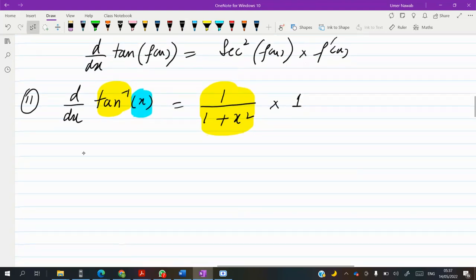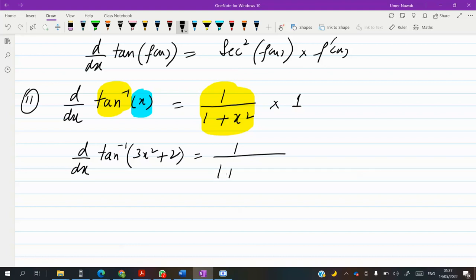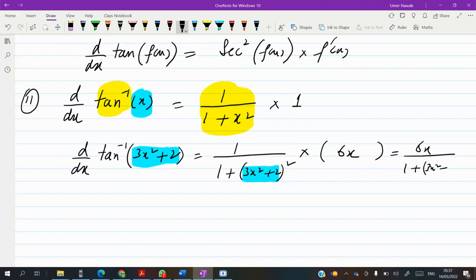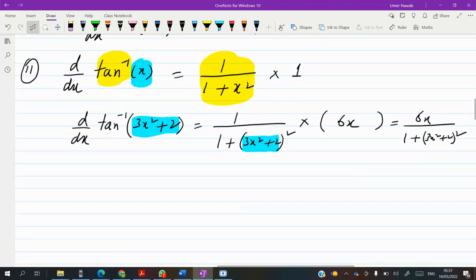Let me write one question. Find the derivative of inverse tan of 3x squared plus 2. Now what I'm going to do, I will reciprocate the argument: 1 plus 3x squared plus 2 whole squared, because whatever I see here, I have to write it here under the square. Then times the derivative of the function, which is 6x. In simplified form, I'll write 6x over 1 plus 3x squared plus 2 whole squared. So this is the derivative of the inverse tan function.